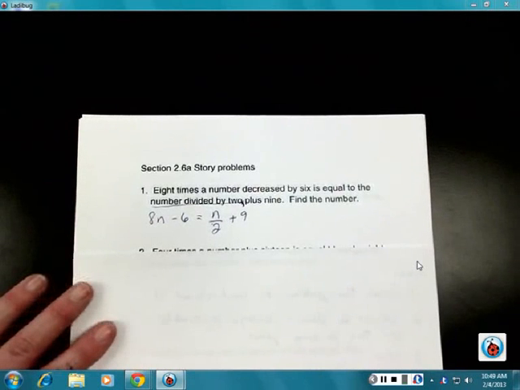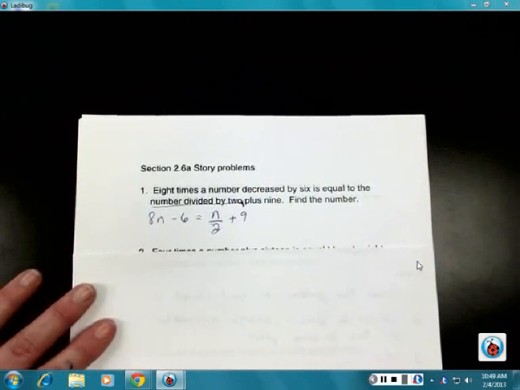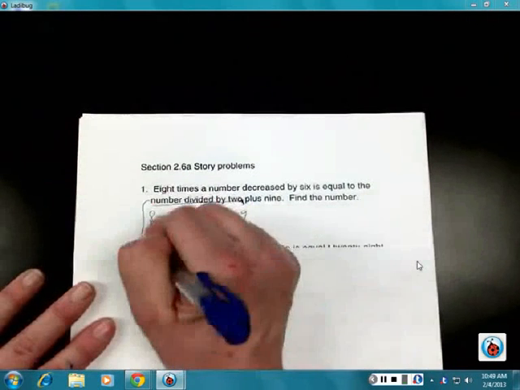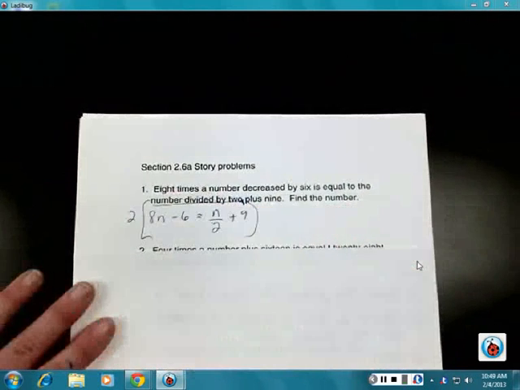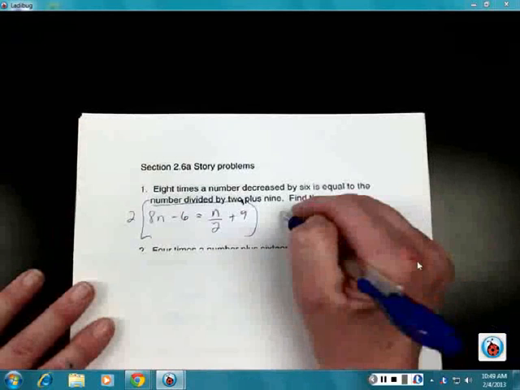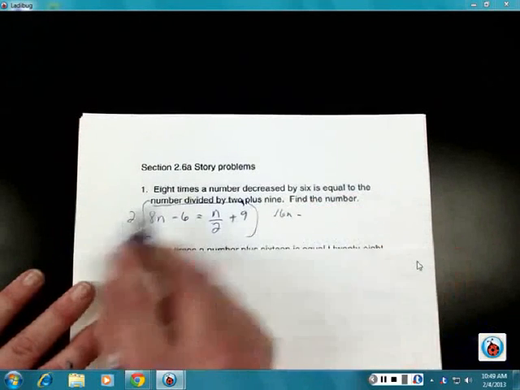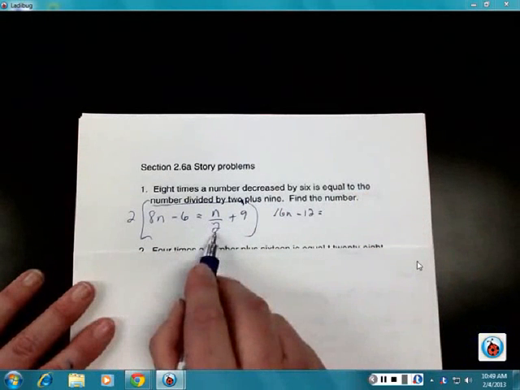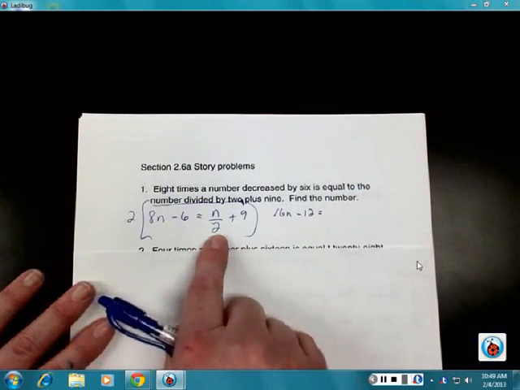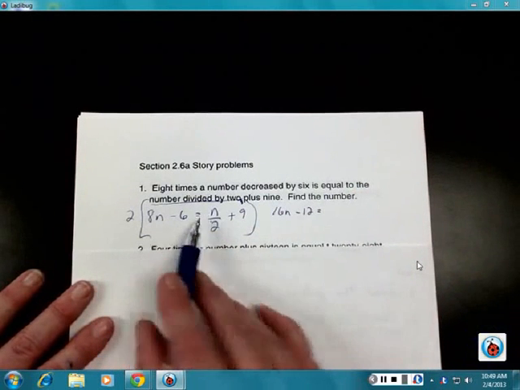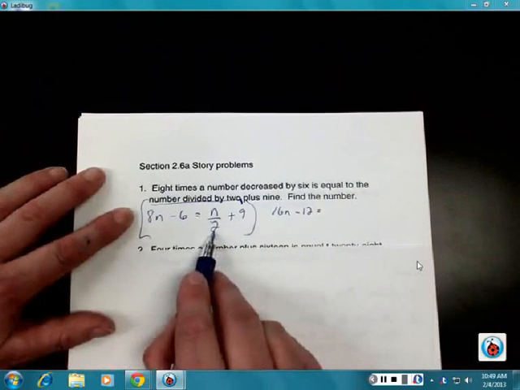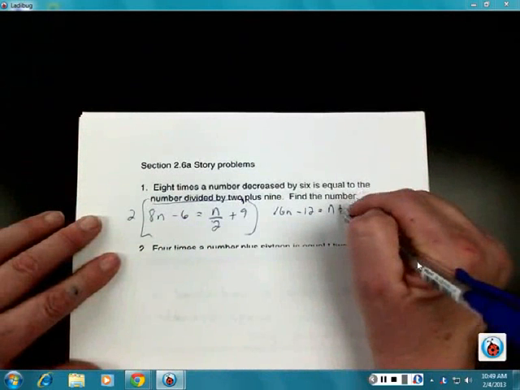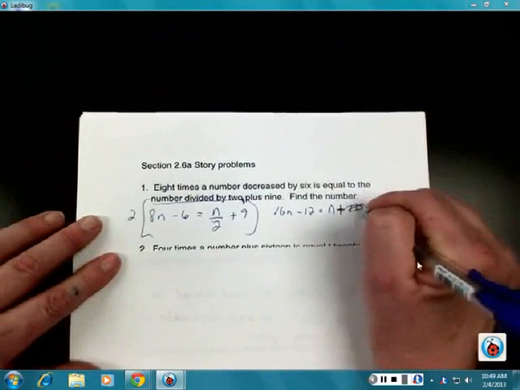Okay, so how do I solve this? I've got this denominator in here, so I probably want to get rid of it first. Multiply everybody by 2. 2 times 8n is 16n. 2 times 6 is 12. You want to clear your denominator out. 2 times n over 2, the 2's cancel, leaves me with n. And 2 times 9 is 18.